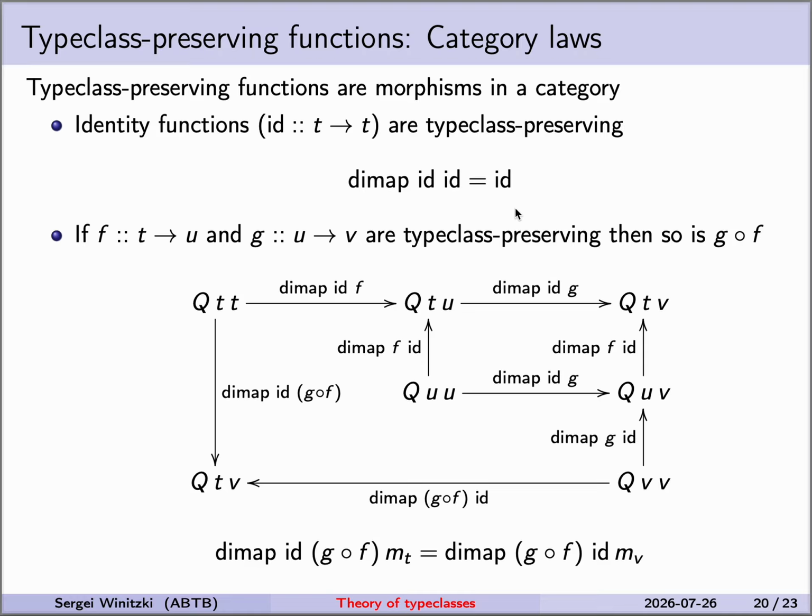But this is intuition, right? So we need to prove this formally, and here's how I prove it. First I draw the diagram to clarify the types. So actually, the assumptions are that this is type class preserving, so this is the wedge condition, which is this wedge.